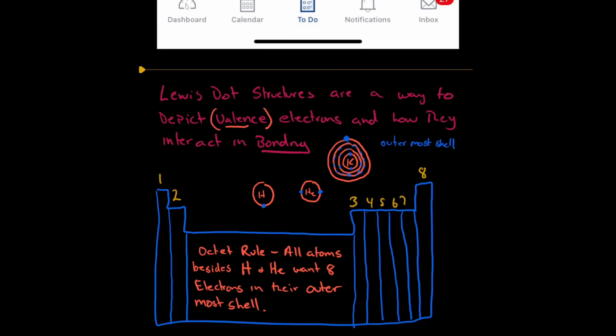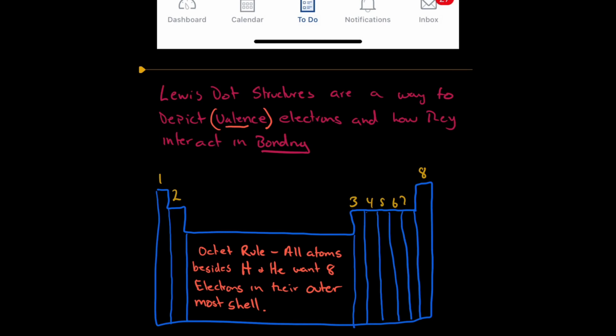I'm going to erase that. You can always go back and rewatch it, okay? So Lewis dot structures take only the outermost valence electrons and show how they interact in bonding, specifically when there are 2 or more atoms.